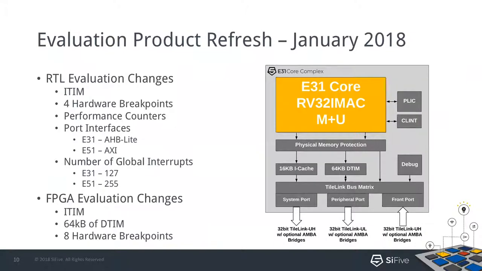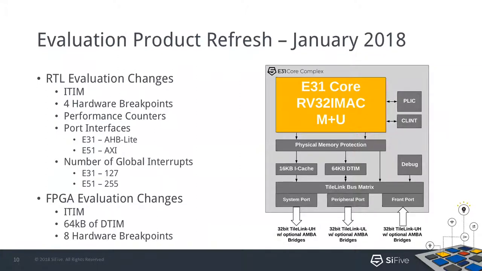So the evaluation versions now come with, on the E31, an AHB-Lite interface, and on the E51, an AXI interface. Originally on the evaluation versions, these were TileLink ports, but in the full product deliverable, you can configure these to whichever you like, and that is still the case. Also, we changed the number of global interrupts due to customer feedback. So on the E31, we reduced these to 127, and on the E51, we've changed this to 255.